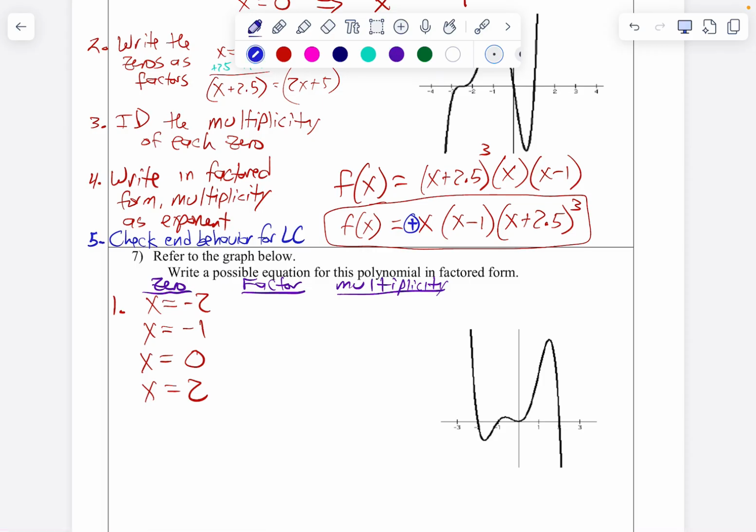Okay, what's the factor for x equals negative 2? X plus 2, awesome. Put it in parentheses because that's how it will look in our final form. How about for x equals negative 1? X plus 1. How about for x equals 0? Just x, and x equals 2? X minus 2, awesome. Okay, what's the multiplicity of x equals negative 2? Just 1, it goes straight through. How about negative 1?